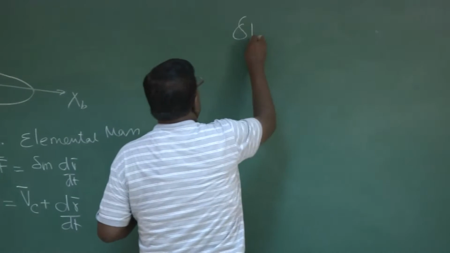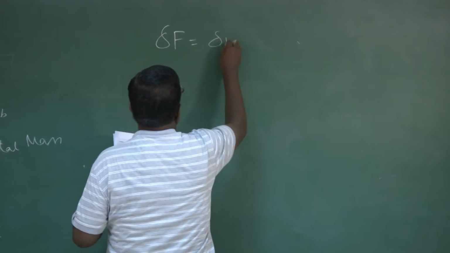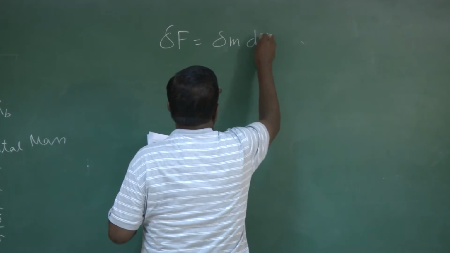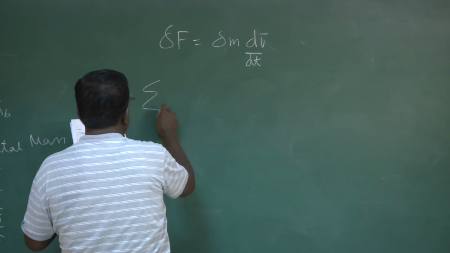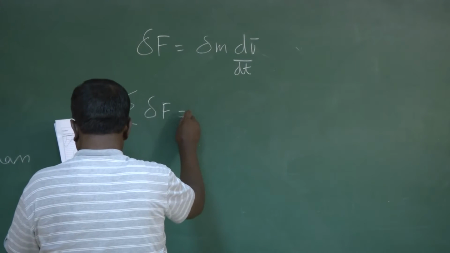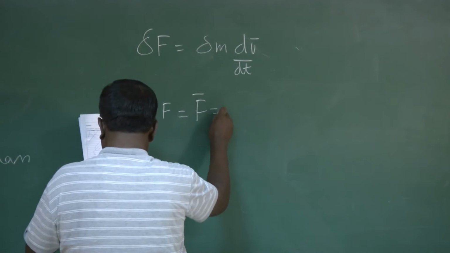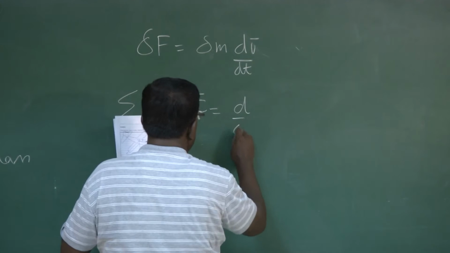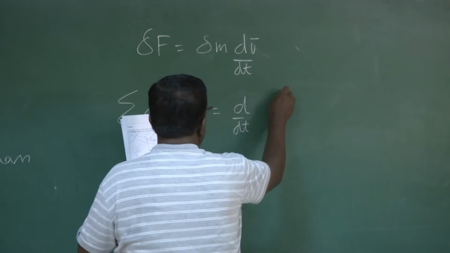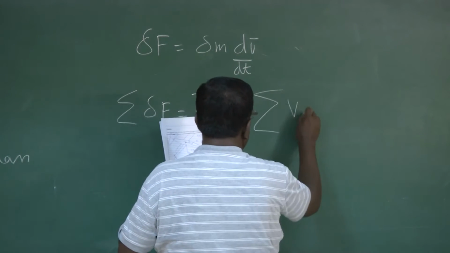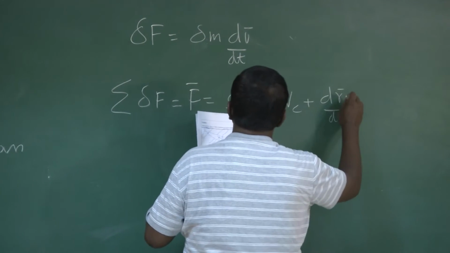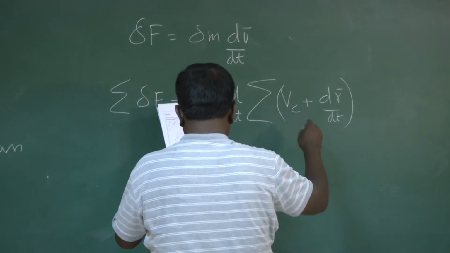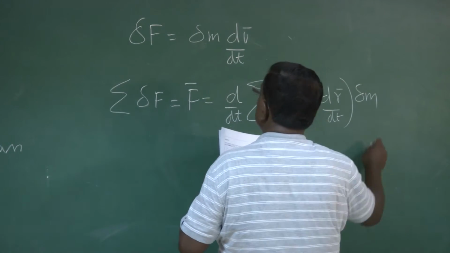Now what do I do? I start with delta F equal to delta M dV by dt. So summation of delta F, let me write so that I can explain it, will be d by dt of summation of Vc plus dr by dt into delta M.